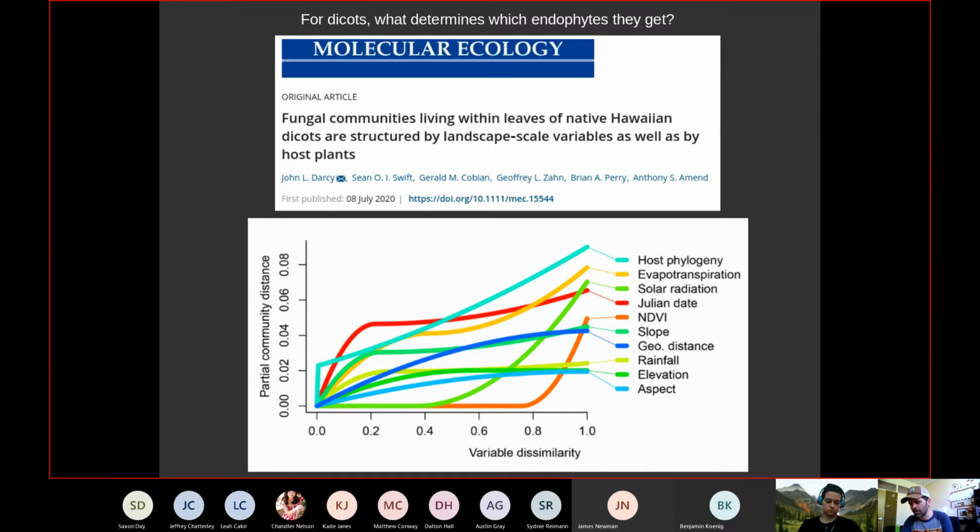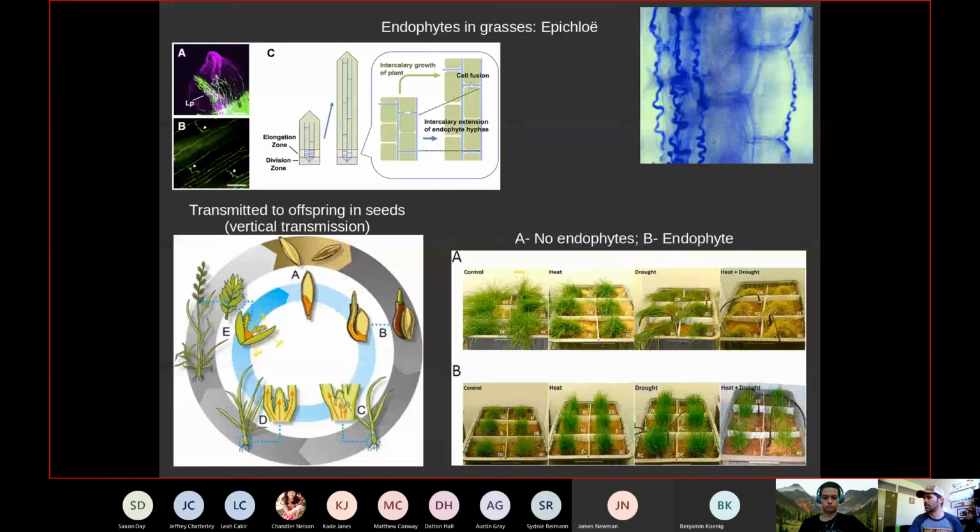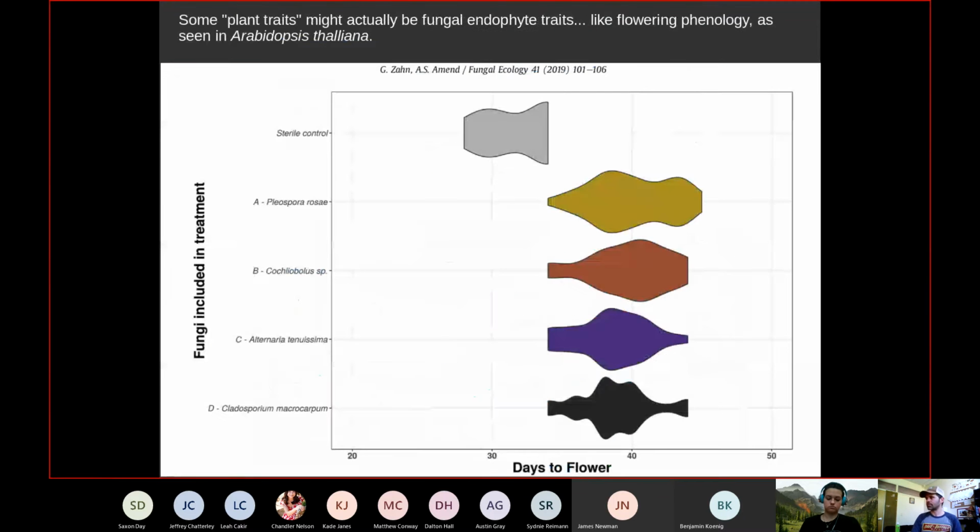But once they get there, no matter how they got there, they're doing similar sorts of things. They're altering aspects of the plant's phenotype. In this case, the endophytes are improving heat and drought resistance. In other cases, they're altering things as fundamental as flowering time. So here's a study I did, looking at reproductive success in Arabidopsis, the plant model organism. We measured how long it took them to go from germination to flowering and how many seeds they put out. We did sterile controls and then 4 different endophytes in different combinations.